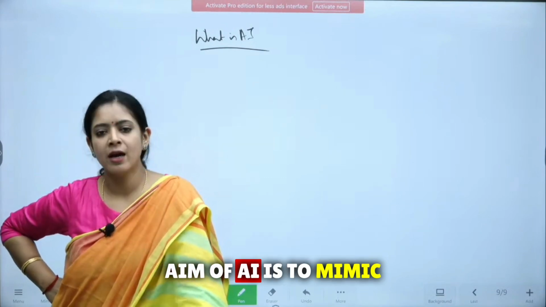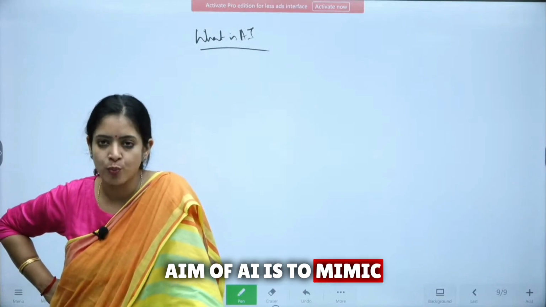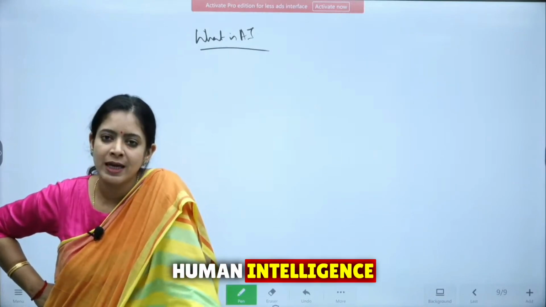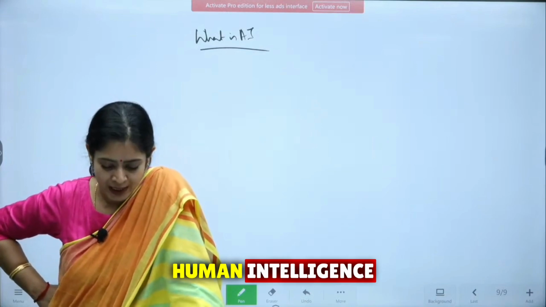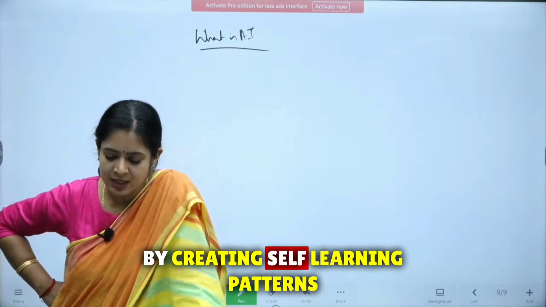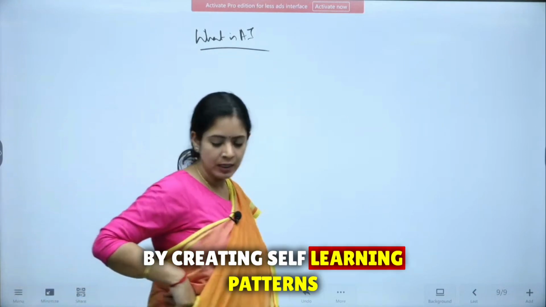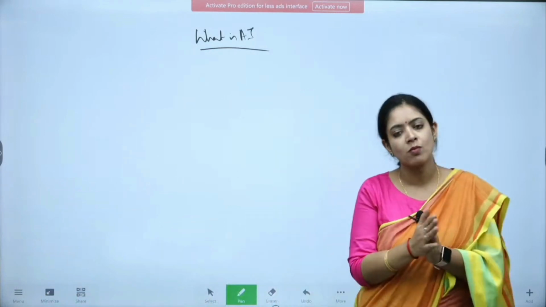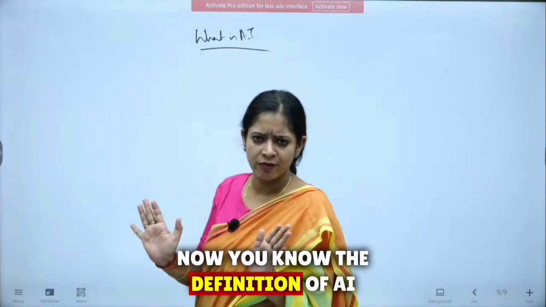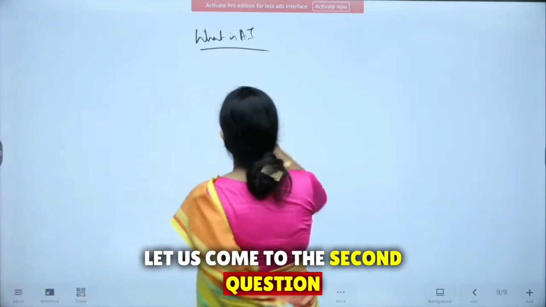Aim of AI is to mimic human intelligence by creating self-learning patterns. Full stop. Now you know the definition of AI. Let us come to the second question.